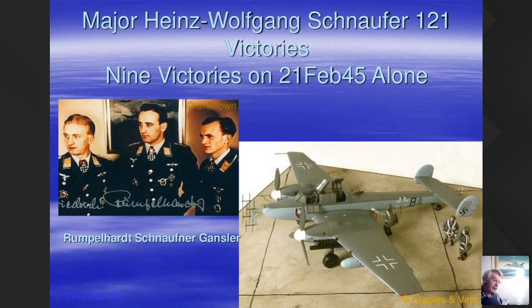Now, Major Schnaufer was the top scoring German night fighter pilot. He actually claimed 9 victories on the 21st of February 45. 2 were in the previous morning, but 7 on the evening when he had a go at the McRae crew. This is a picture of their aeroplane, a Messerschmitt 110, and on the left is a picture of the crew. Schnaufer's in the middle, Rumpelhardt, the radar operator on the left, and Gänsler, the gunner, on the right.